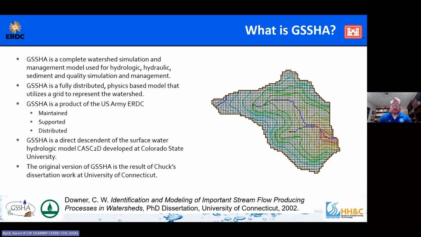So it's a complete watershed simulation and management model. We can do a lot with it. We can do water runoff, sediment transport, and water quality. It's a physics-based model, meaning we're trying to solve, at the grid cell level or the stream nodal segment level, what are the physical equations to move water or sediment or water quality constituents from one cell or one segment to the next, right?